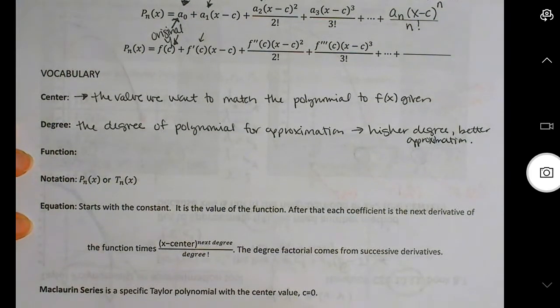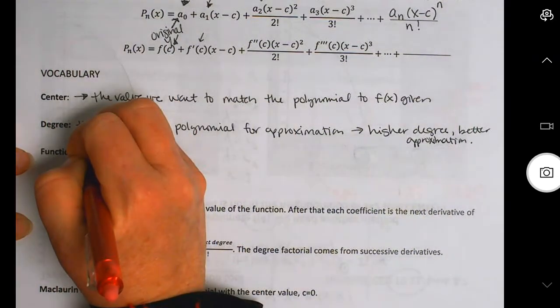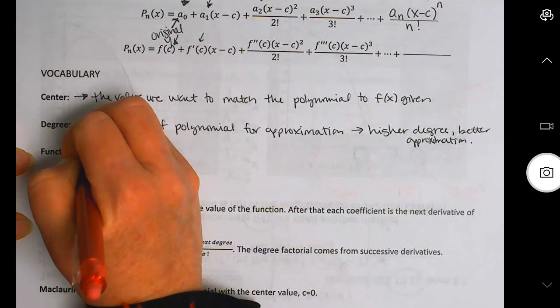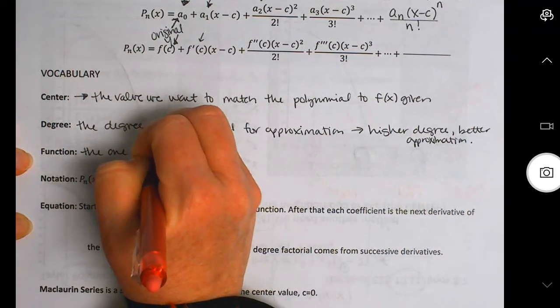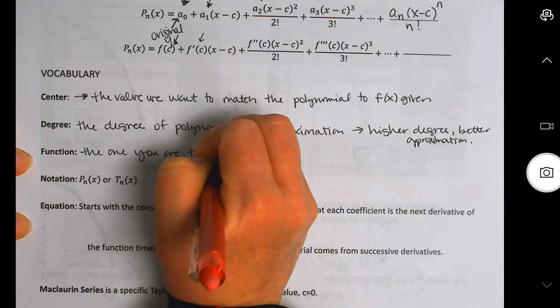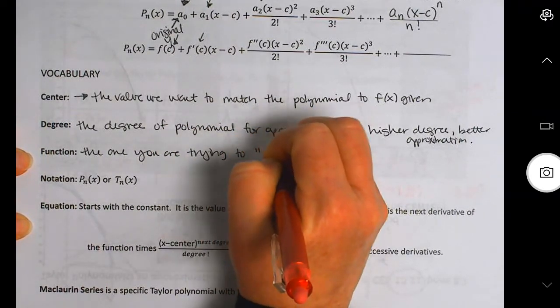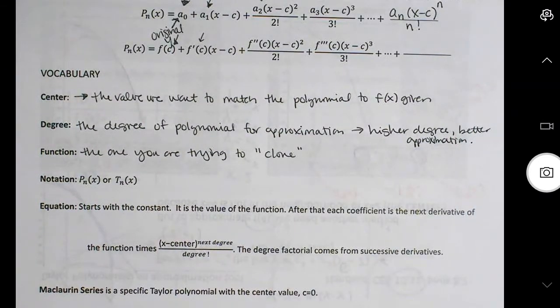So the function is the one we're trying to approximate. So this is given. Other words used might be the function you want to clone. So instead of approximate, you could say clone. Except clone it with a polynomial instead of whatever function you have. So we'll take things that are e to the x or sine or cosine and try to change it into a polynomial function to represent those values. We're going to do natural log together as an example today.